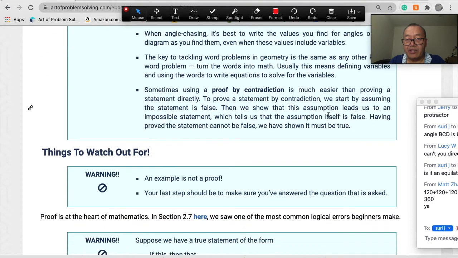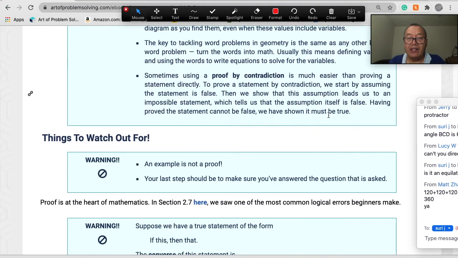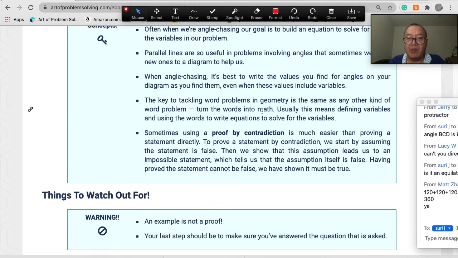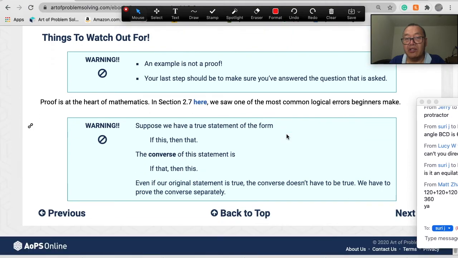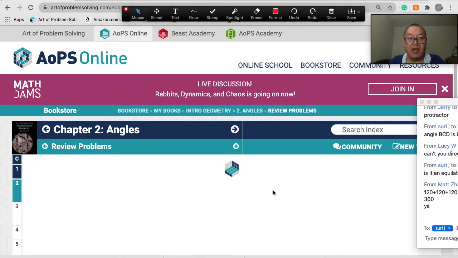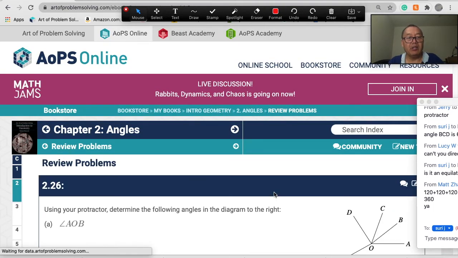This actually is, see, they also give you an example of proof by contradiction. This one is very powerful. In math, we'll learn this. We'll use this one a lot of times. So then we finish this chapter. Yeah, we finished this chapter.